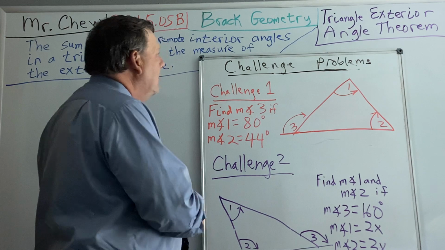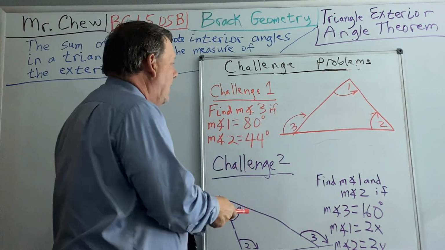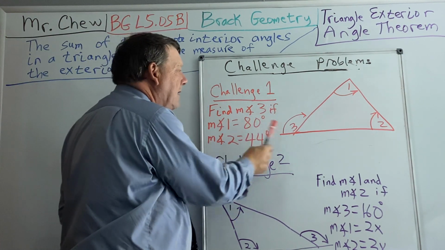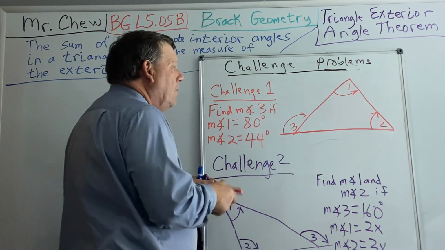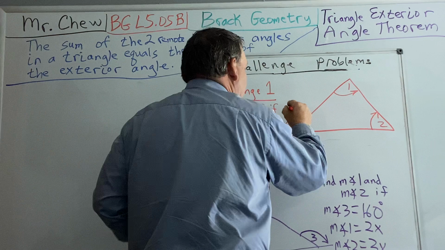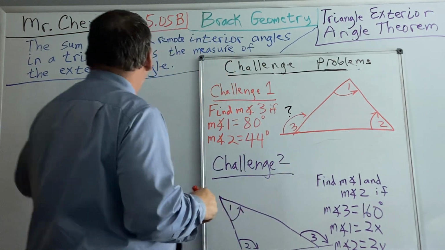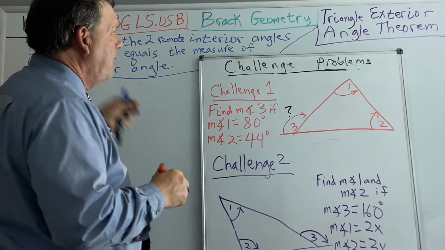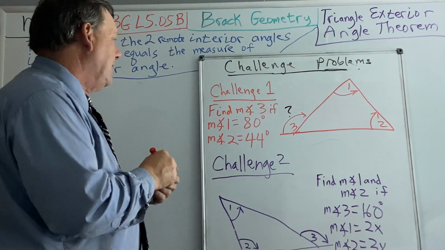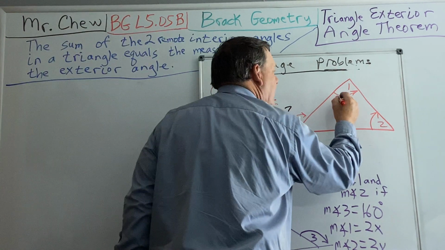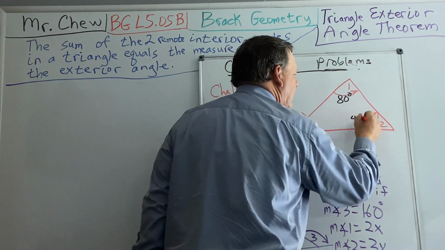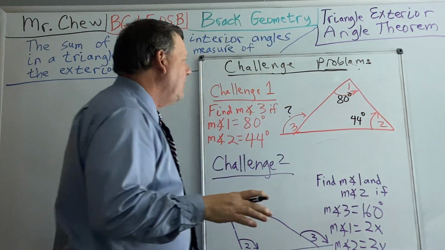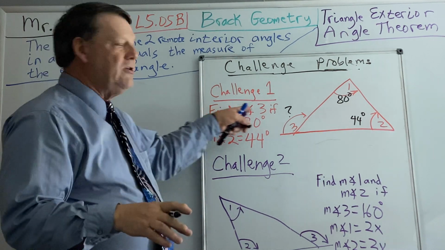So, challenge 1. It says the measure of angle 3 is unknown. So this is the one we want you to find. You're going to use the remote interior angles to find it. I know that this one is 80 degrees, and I know this one is 44 degrees. So write the equation and find the measure of angle 3.